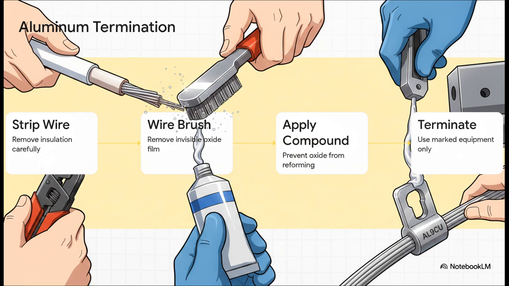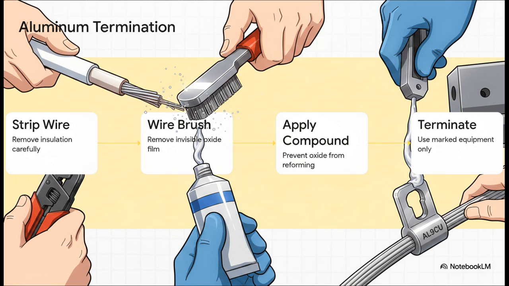Step 2. You must wire brush the stranded conductor. Now what's really interesting here is why. Aluminum instantly forms an invisible oxide film the second it hits the air, and that film is a terrible electrical conductor. You have to literally destroy that film with a wire brush.